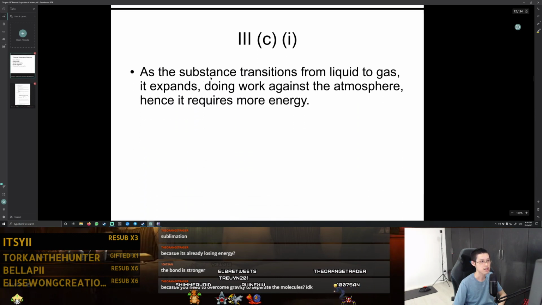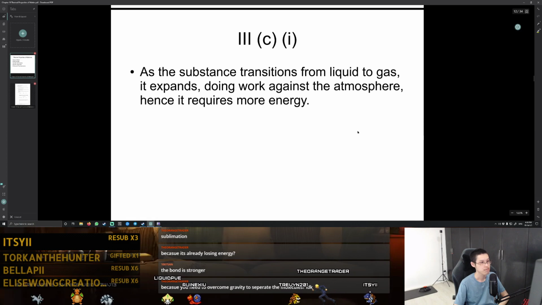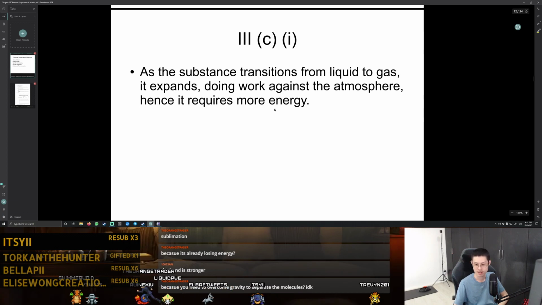All right, so as the substance transitions from liquid to gas, it expands, doing work against the atmosphere, hence it requires more energy. So that's the reason. Does that make sense?